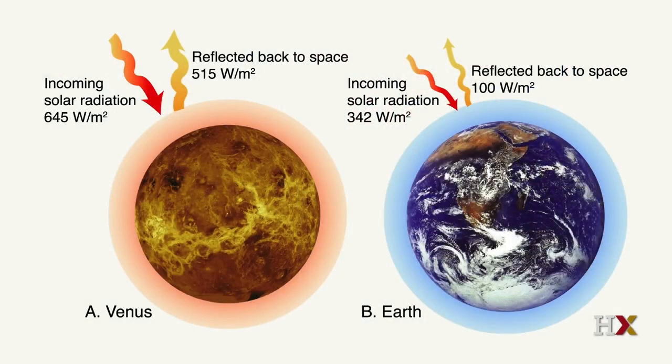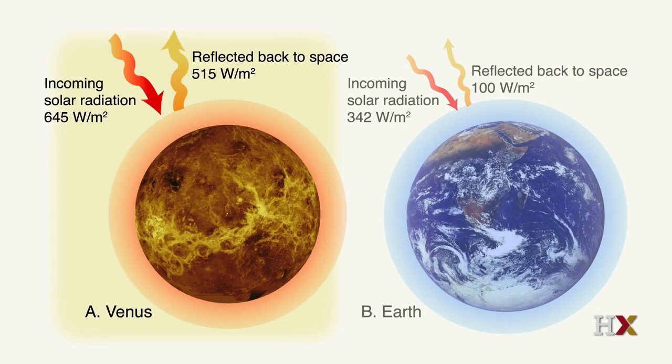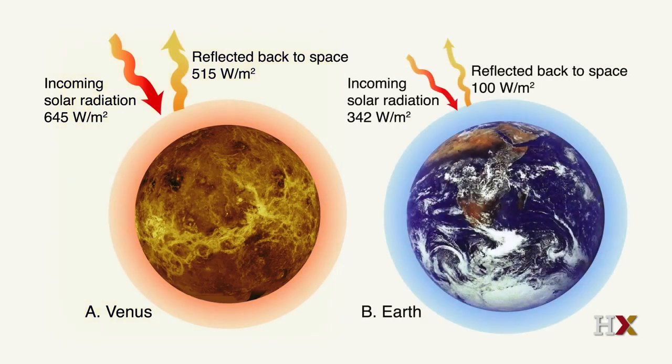In contrast, the surface of Venus is much, much brighter than the Earth. Venus receives about 650 watts per meter squared of incoming solar radiation, but almost all of that, roughly 500 watts per meter squared, is reflected back to space because Venus is so bright. In truth, the situation with Venus is a little more complicated, because it's not the surface of Venus that's so bright and reflecting the sunlight. It's actually the atmosphere itself.